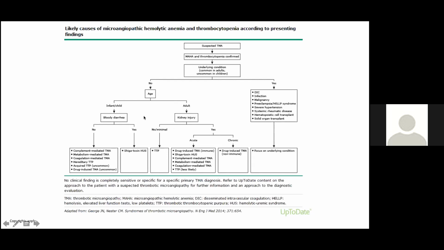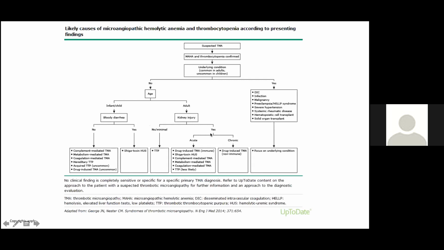The patient must be ill, maybe having mild fever, abdominal pain, pancreatitis, the patient is ill, but without significant kidney involvement. Then you think of TTP and you don't delay the treatment, and you must start treatment immediately.